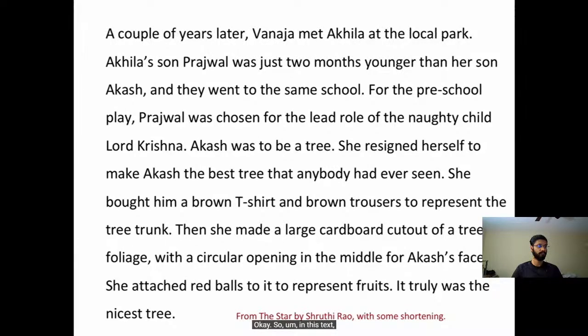Okay, so in this text, who is the first entity that's mentioned? Vanaja. Okay, so there's Vanaja. Now, let's do it forward. Where else is Vanaja mentioned in this text? Her son, right? So this "her," not the son, is a reference to Vanaja, right?